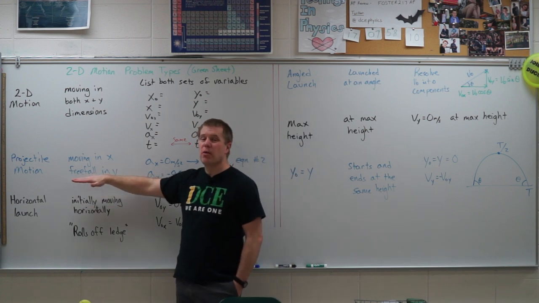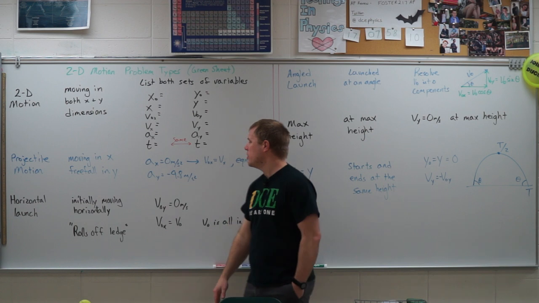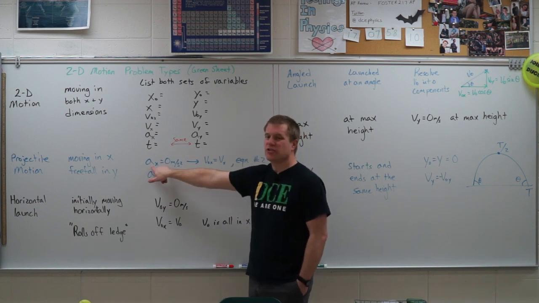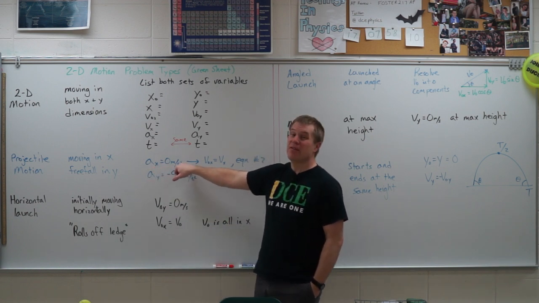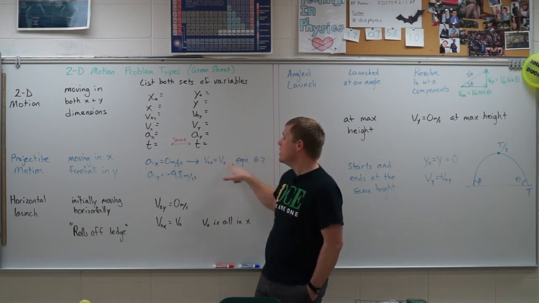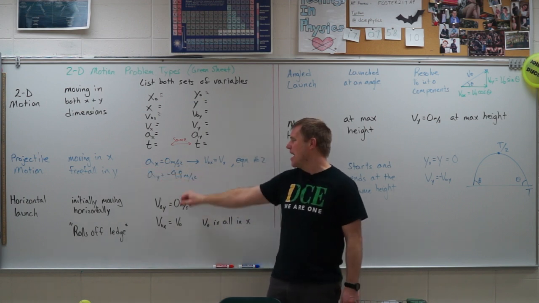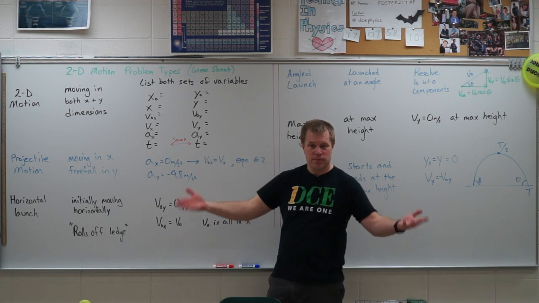Projectile motion, we're moving in the X direction, but we're in free fall specifically in the Y direction. So that means the acceleration in the X direction is 0 meters per second squared, meaning we have a constant velocity problem there. So V naught X is equal to Vx, and we're using equation 2 in that X direction. In the Y direction, we have an acceleration of negative 9.8 meters per second squared here on the surface of the Earth.